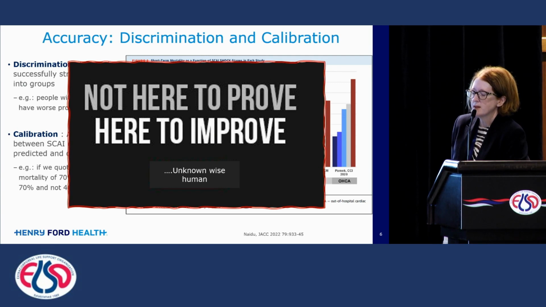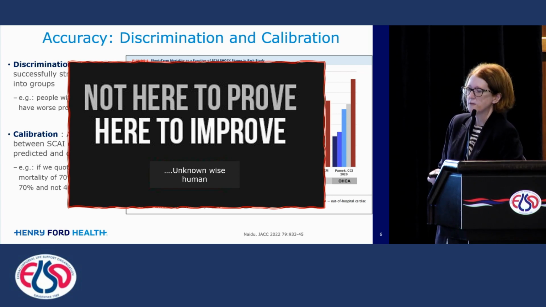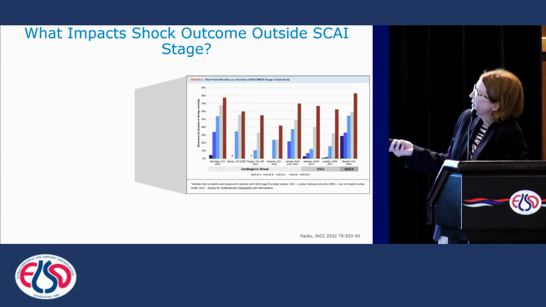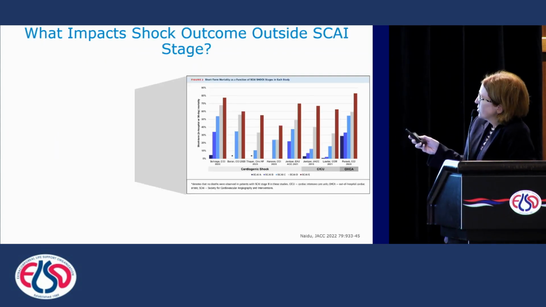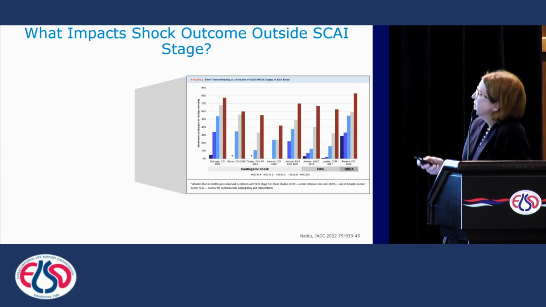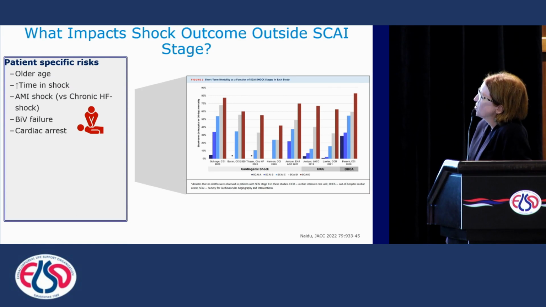But we've got to step back and say the original inventors of the SCAI stages weren't here to prove mortality. They were there to improve the system. And it was up to the rest of the scientific field to continue to improve that. So what we learned from these studies, and several others that subsequently came out after the 2019 classification, is that there are patient-specific risks that add or modify an estimated risk of mortality.